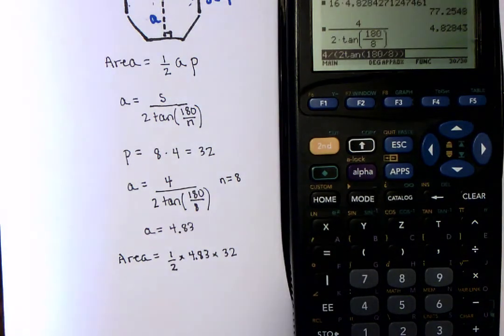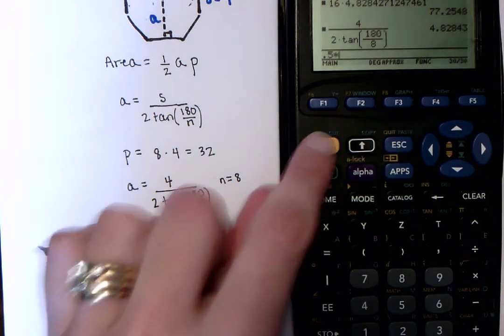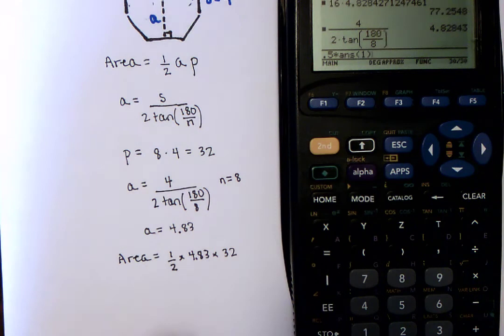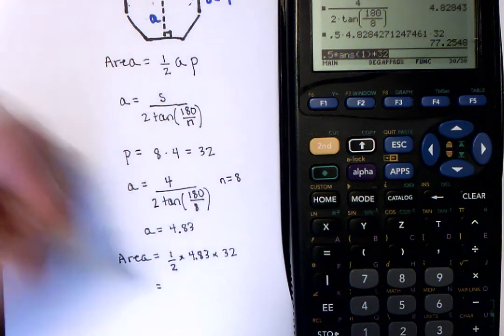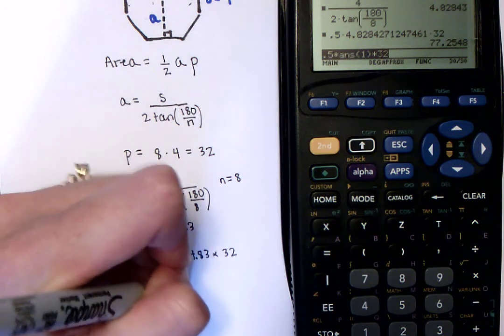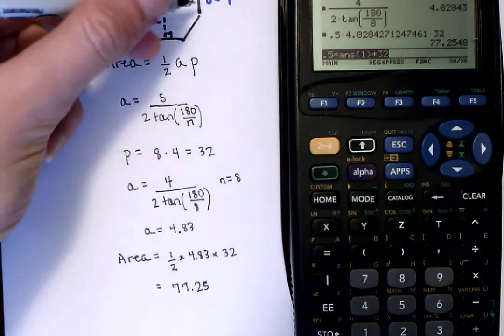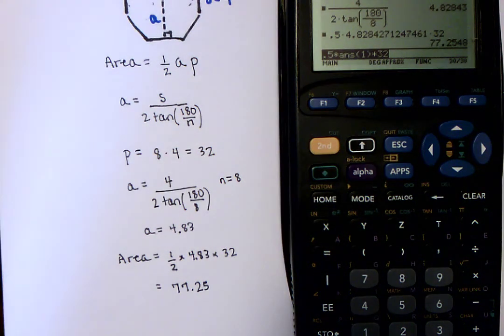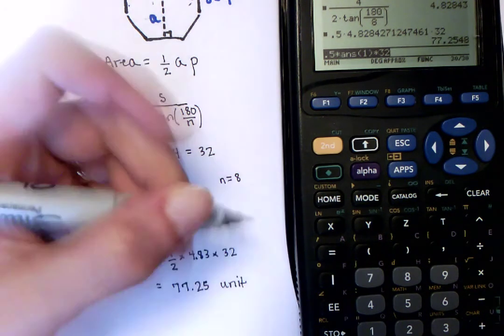Now I just do that on the calculator. I'm going to do 0.5 for 1/2, times my answer, 4.83 times 32. And I end up with an area of 77.25 units squared. The side length could have been inches or feet, anything like that, but it would be units squared, whatever those units are.